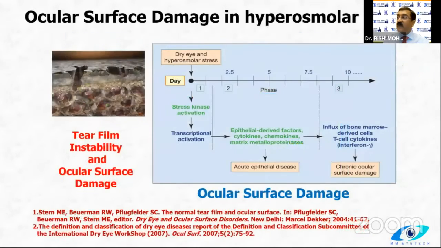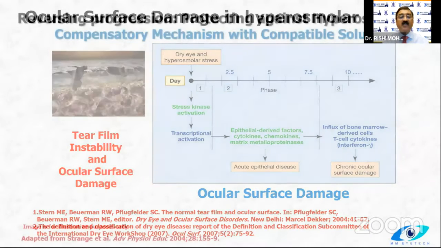This ocular surface damage starts fairly early in the whole process. And on day one, there can be dry eye and hyperosmolar stress, with stress kinase activation and transcriptional activation leading to acute epithelial disease. And by the end of the week, we enter into phase 3, wherein we now get a chronic ocular surface damage because of the influx of the cell-mediated inflammation or the T cell cytokine release. So these are the timelines on it.